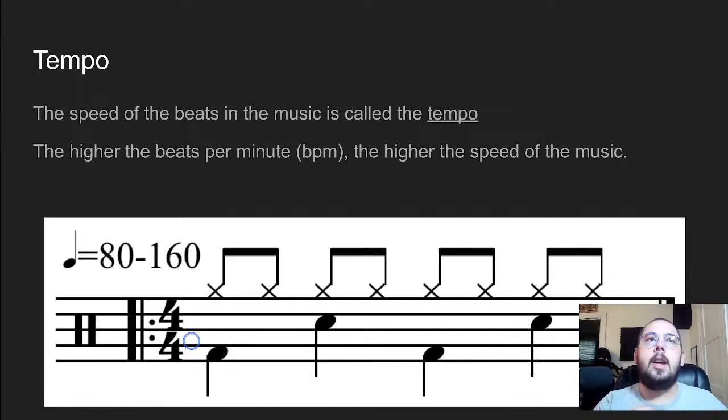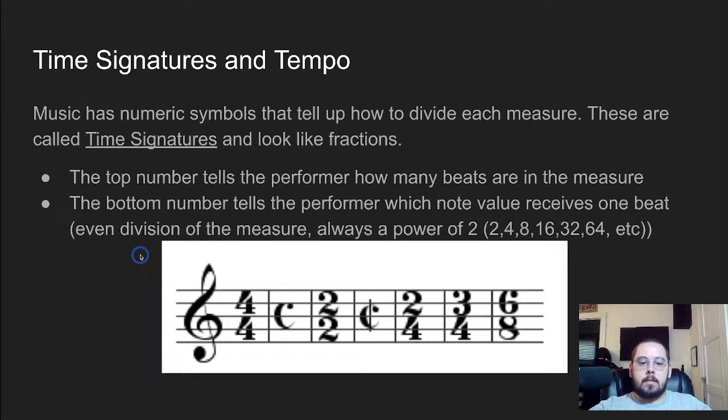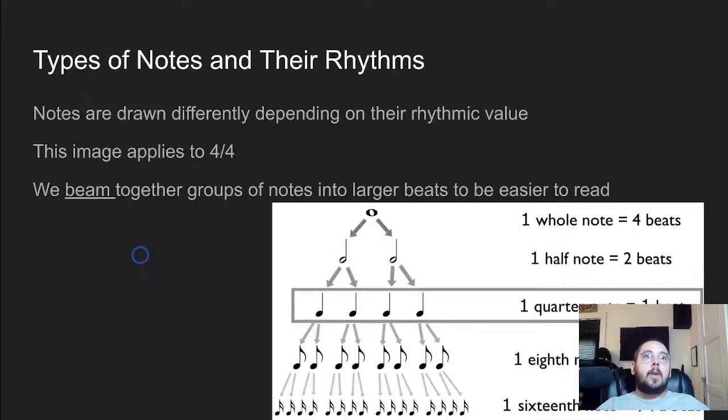So this is 120 beats per minute. Let me stick it down to 80. Almost there. So this is 80 beats per minute. So you would do this, da da da da da da da da. I'll stop it there because that will get annoying.